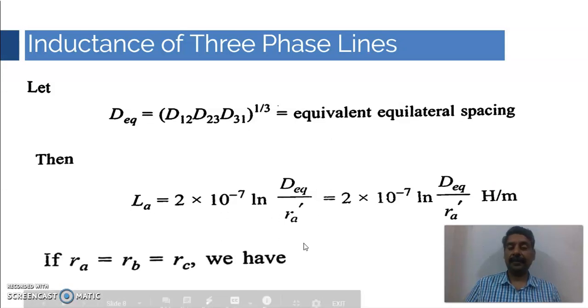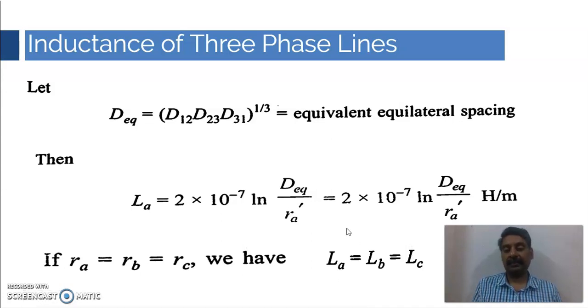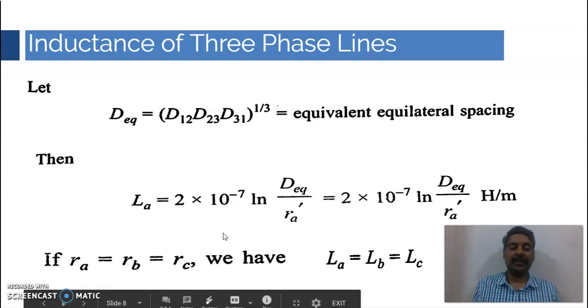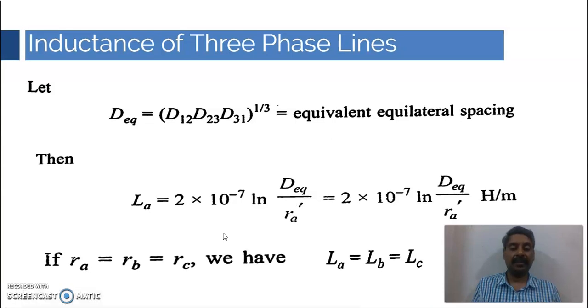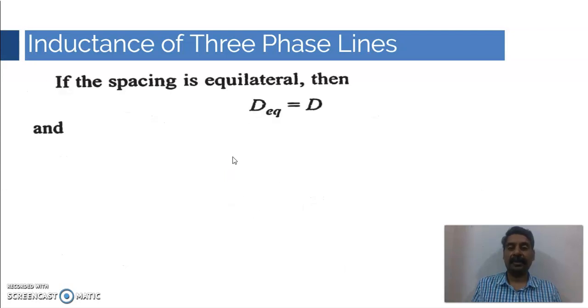Now similarly, if you assume this RA and RB and RC are equal, then LA and LB and LC also become equal. Okay, so all the three inductances will become equal, because in the numerator we will have only this D equivalent term. So these inductances LA, LB, LC will become equal, and this equation can be further simplified.